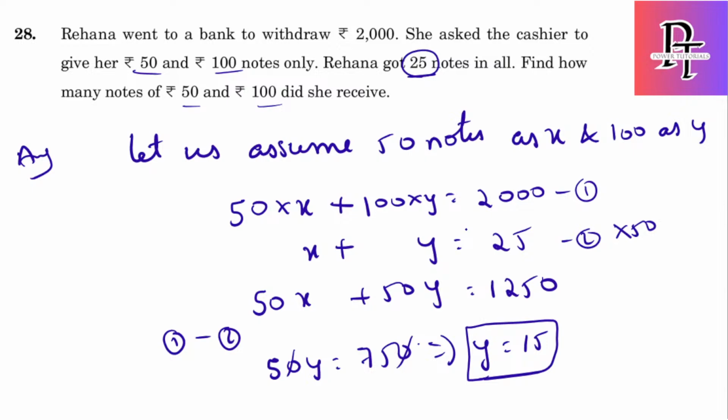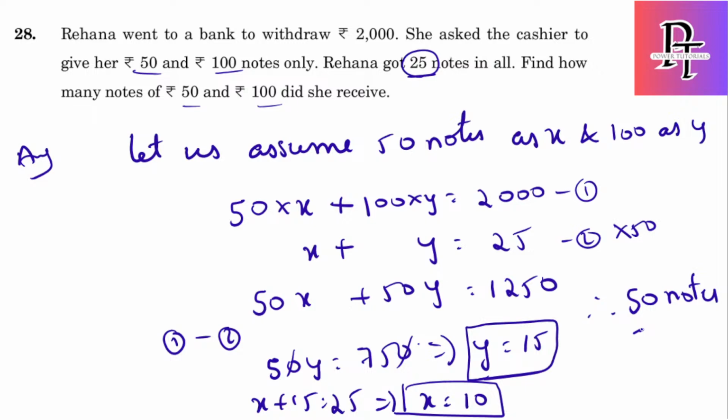What is the other condition? X plus y is equal to 25. Y is 15, so X plus 15 is equal to 25. This implies X will be 25 minus 15, which is 10. Therefore 50 notes are 10 and 100 notes are 15. You can also cross check. X plus y should be 25, correct. 50x plus 100y should be 2000. 50x is 500, 500 plus 1500 is 2000. Hence the answer is correct.